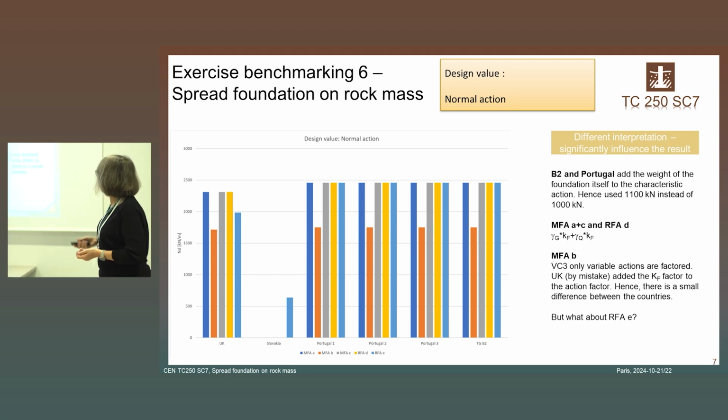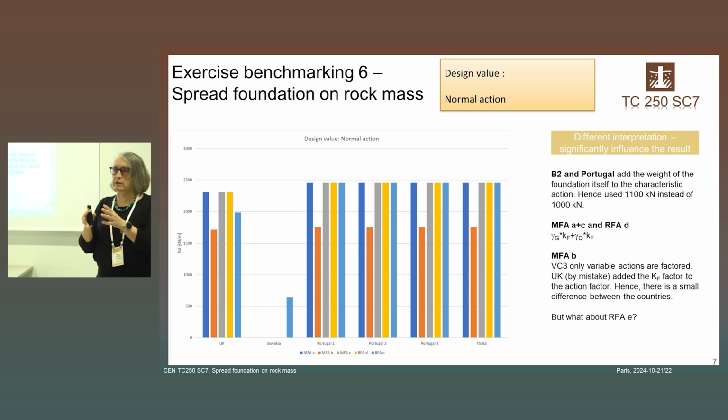For VC3, only variable actions are factored, as Vittel has shown previously. In VC3, it's only the variable actions that are factored. But UK, by mistake, I'm not sure, added the KF factors to the action factors. Hence, there is a small difference between the countries.